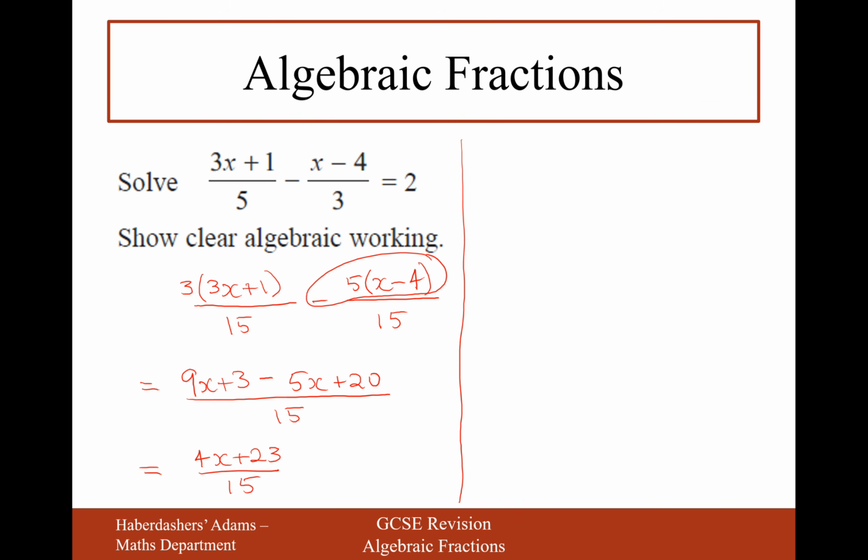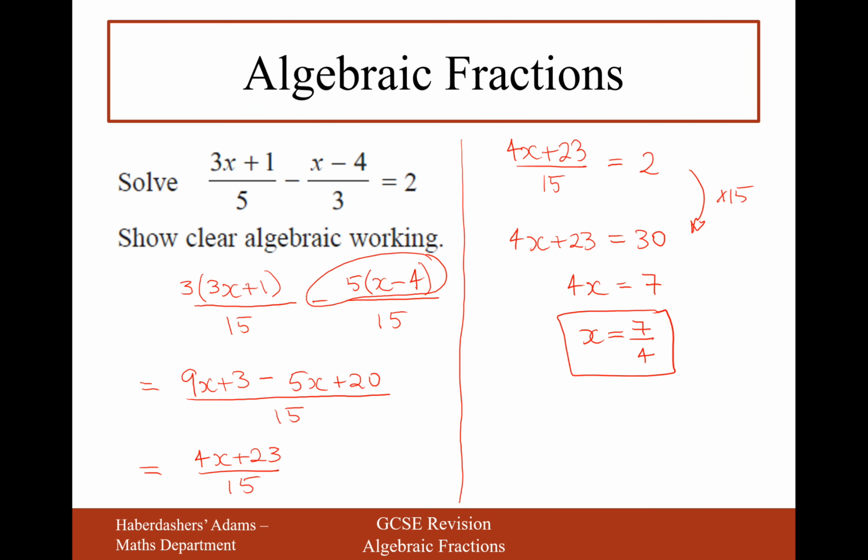So let's now set this fraction equal to 2. So 4x plus 23 over 15 equals 2. Now we'll multiply both sides by 15. Multiply by 15. So that'll make it 4x plus 23 equals 30. And then we'll subtract 23 onto the other side. So that'll make it 7. And then divide through by 4. So that'll make it 7 over 4. And lovely, there we are. That's the answer to this question here.